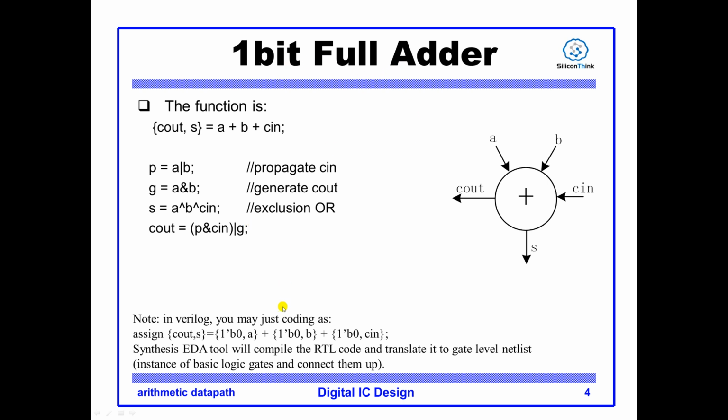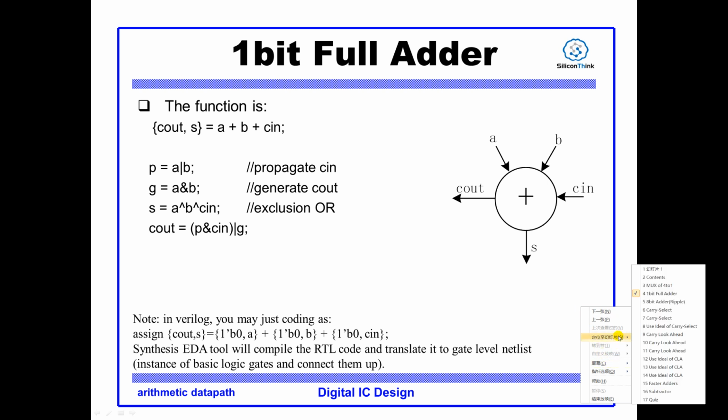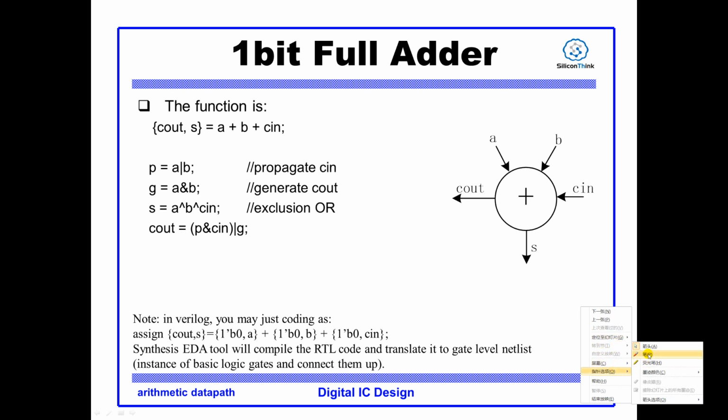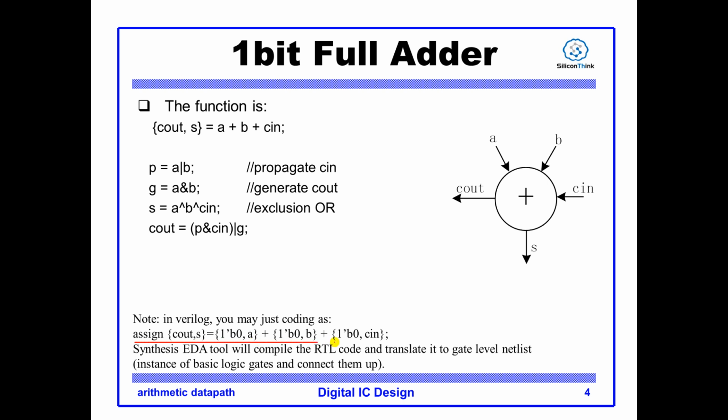The 1-bit full adder, if you have to code it in Verilog, may be something like that. This is Verilog code. If you don't understand the Verilog code, it's okay. Just take it as C code. I will introduce the Verilog language in the next chapter.